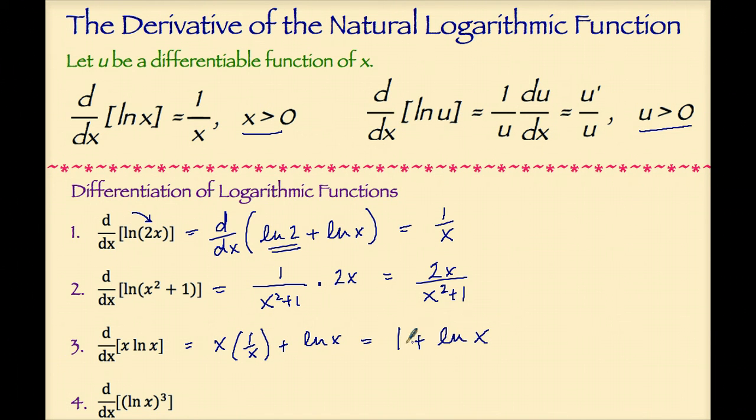And for our fourth example, we will have to use the power rule first. Notice there's an exponent here, so we'll have 3 times natural log of x, quantity squared. Chain rule is going to apply now, where we're going to take the derivative of what's inside times 1 over x. So this can be rewritten as 3 times natural log of x, quantity squared, all over x.